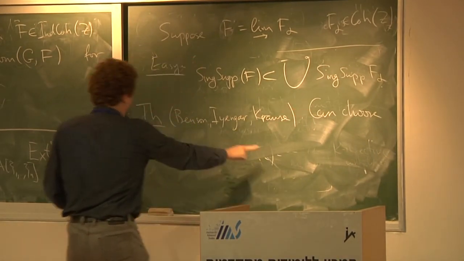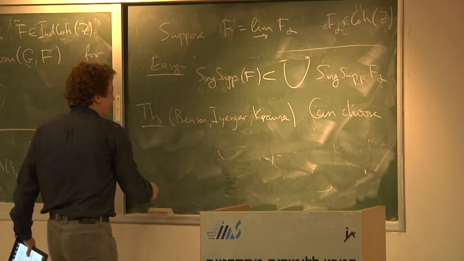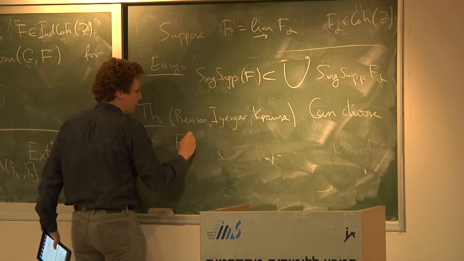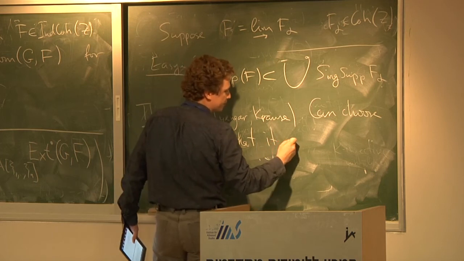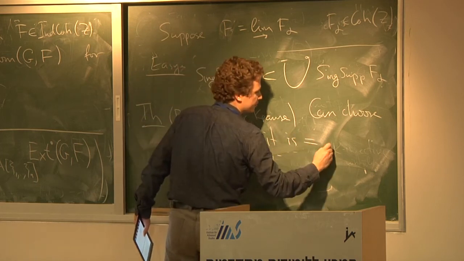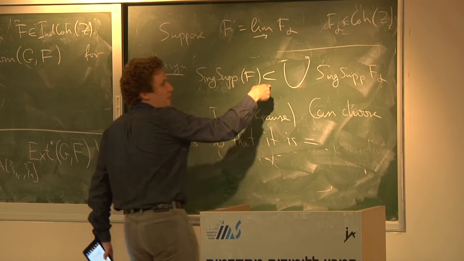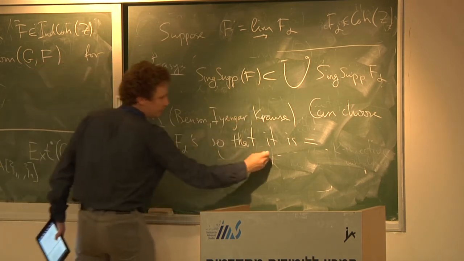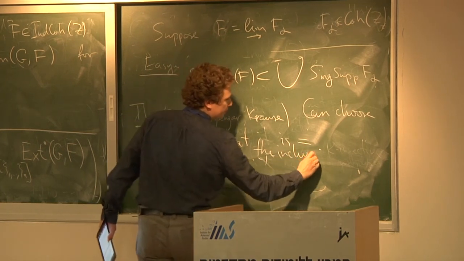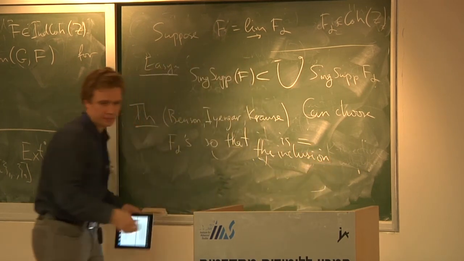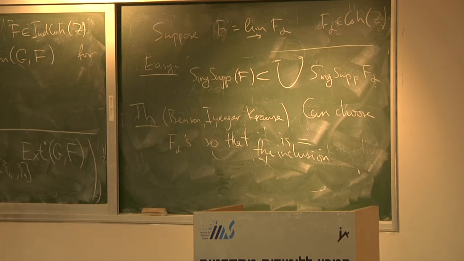So anyway, let me finish this sentence and then I'll be done. So we can choose f alphas so that it is an equality. And by it, I mean this inclusion.